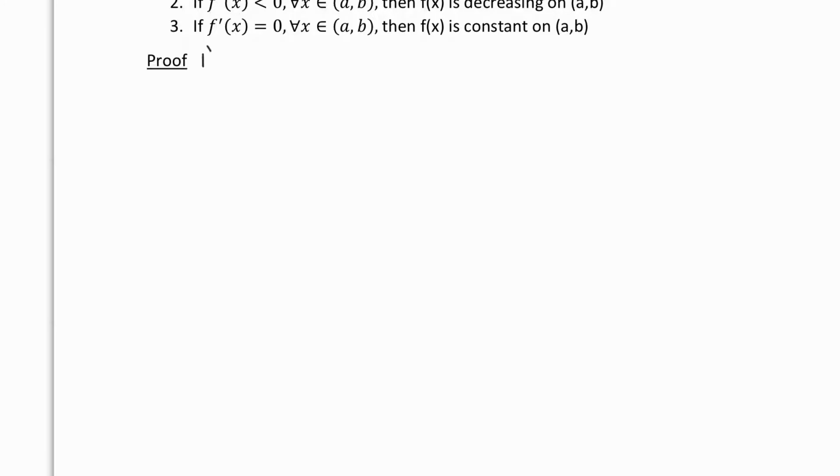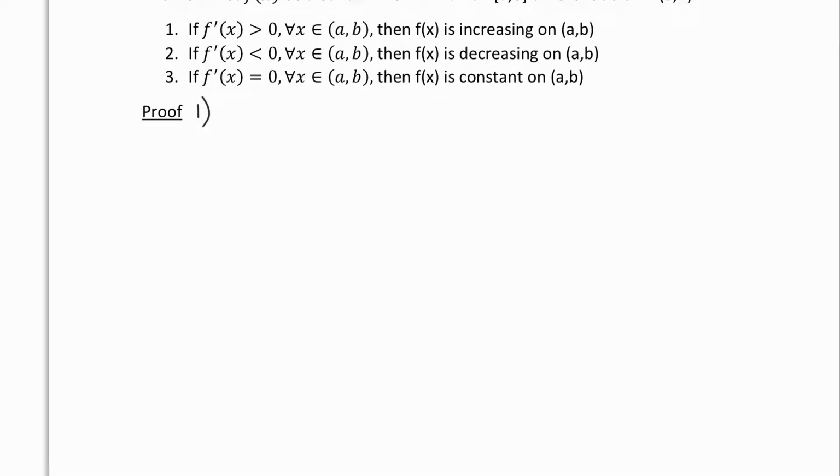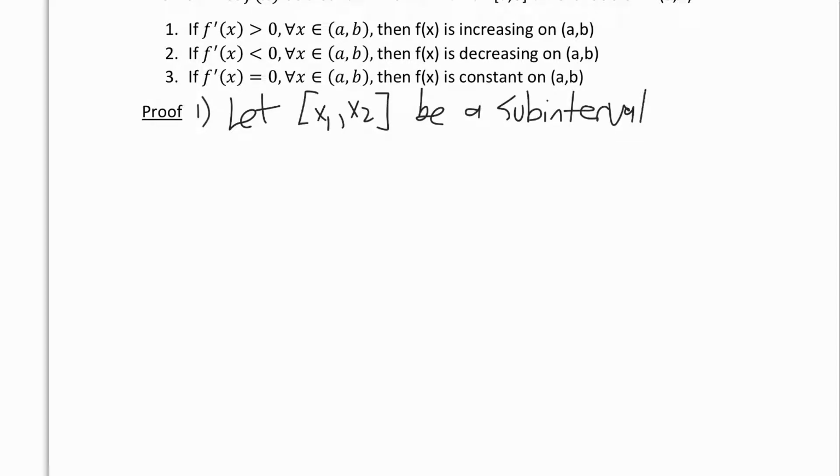So proof, we'll do number 1. Now, just like a previous proof, we need to use the subinterval method because we are looking right here, I should point out, on the interval a to b. We're going to want to use the mean value theorem to get this proof underway, and to use the mean value theorem we need continuous on that closed interval, so we have to use the subinterval technique. So we're going to let x1, x2 be a subinterval of a to b.